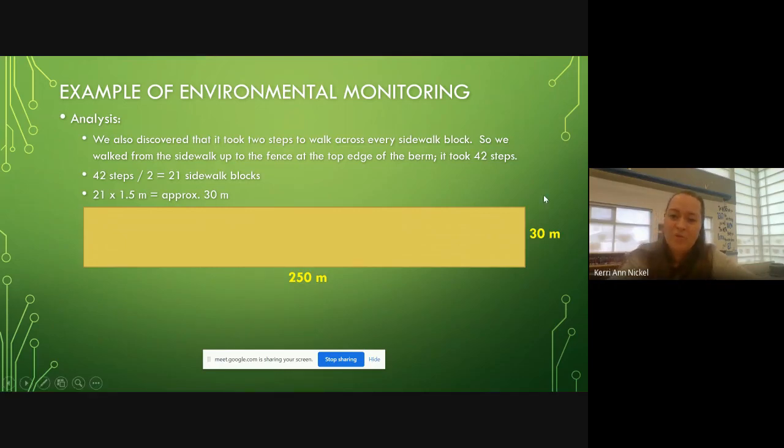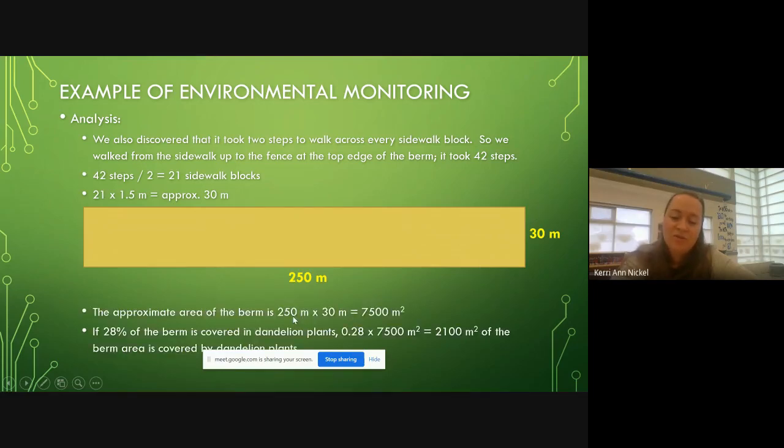And so really, the berm can be thought of as this big, long rectangle that is 250 meters long and 30 meters wide. And so we can calculate the area of that to be 250 meters times 30 meters. This is the area of a rectangle, and that gives us 7,500 meters squared. So if we know that 28% of the berm is covered in plants, we can just find 28% of this total area. And that comes out to 2,100 meters squared of the berm area being covered by dandelion plants.